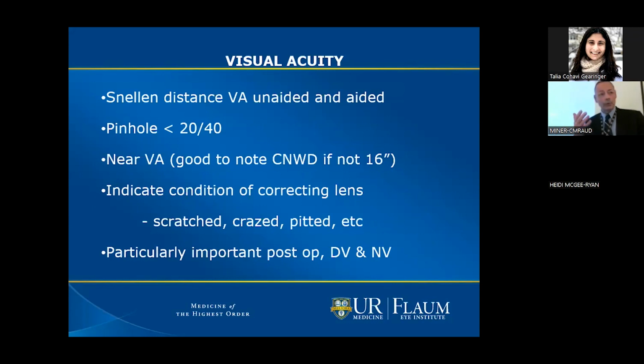Some people might want to hold it real close to read that. And some people may want to push it further out at arm's length. That's fine. Just make notation of if it's not close to 16 inches.